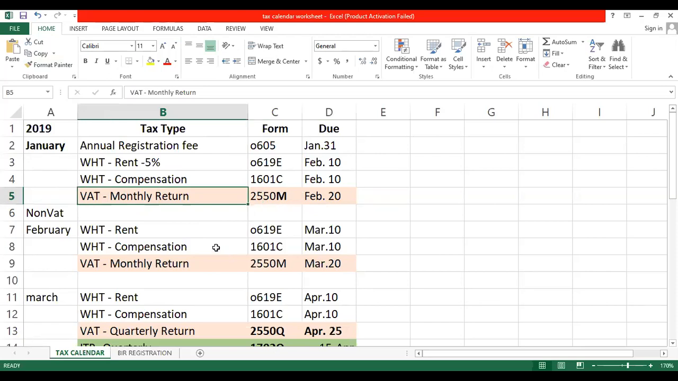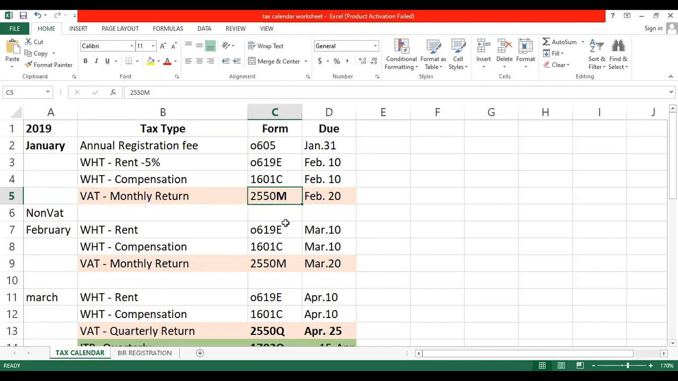So for example, you have your output VAT, meaning VAT arising from sales, of 120,000, and then you have your input VAT, or VAT arising from purchases, amounting to 100,000. So the VAT payable is 20,000. Is that correct? So that would be 120 output VAT minus 100 input VAT. So the VAT due is 20,000.